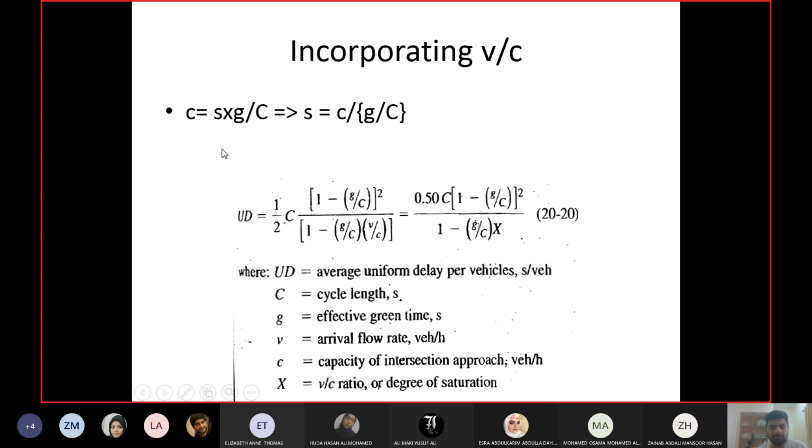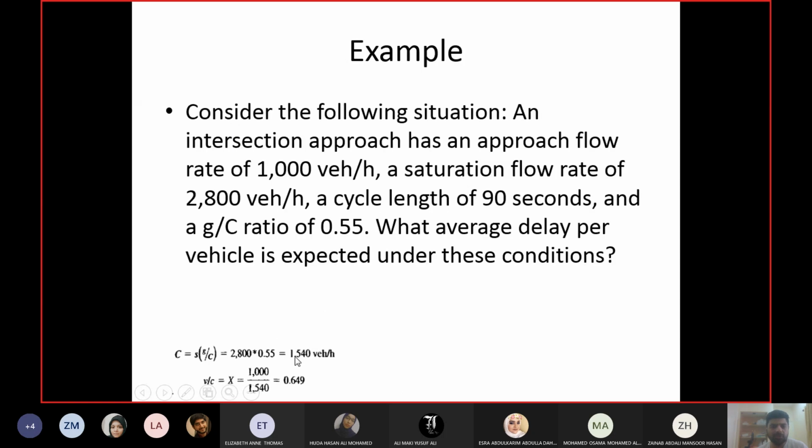Okay, the equation from where we began the derivation for S. So I will use this equation now. In this equation, I need the G by C ratio, which is given as 0.55, and I need the saturation flow rate, which is given as 2800. So 2800 times the G by C ratio will give you 1540 vehicles per hour. So arrival flow rate 1000, capacity 1540.